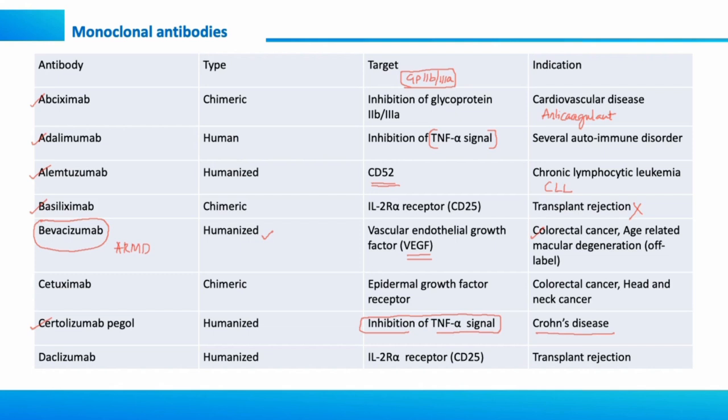And what happens in age-related macular degeneration? There is vasculogenesis. The vascularity in the retina leads to damage because these newly formed vessels are highly permeable. They are leaky, leading to retinal hemorrhages. So this is very important, bevacizumab. And cetuximab, commonly used for cancers like colorectal and head and neck. It is against epidermal growth factor, EGF. Last in this slide, daclizumab. It is also an IL-2R alpha receptor antagonist, that is CD25. It is used in transplant rejection.